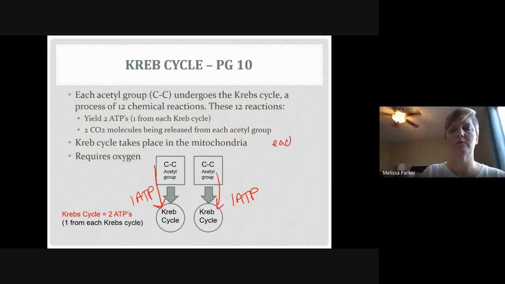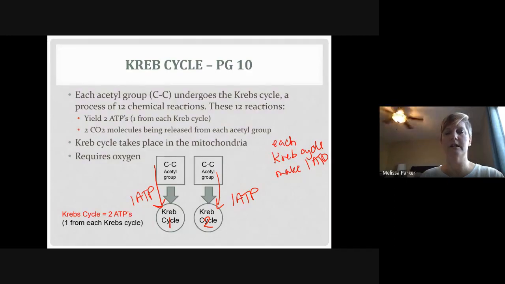Each Krebs cycle is going to make one ATP. There's two Krebs cycles, but each one makes one ATP. It's important for you guys to understand that terminology, because some of the questions will trick you if you don't read it correctly or interpret what it's saying. If it's asking you the whole process, then it's going to give you two ATP. If it's asking you how many ATP is created in one Krebs cycle, then it's only one ATP. Okay.